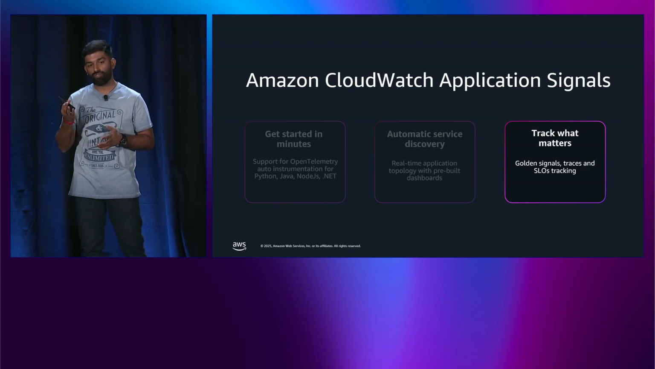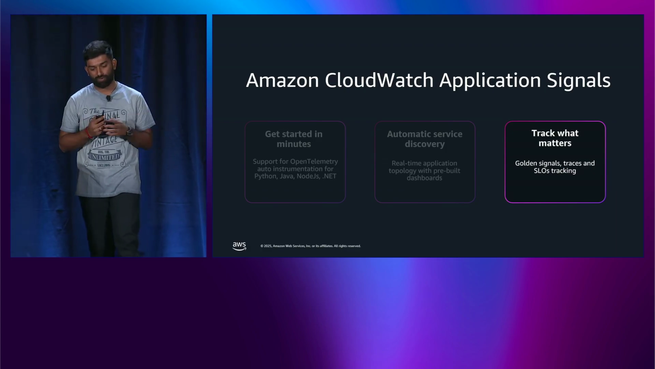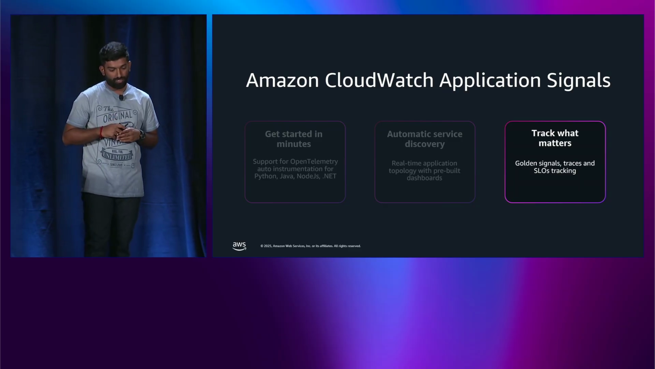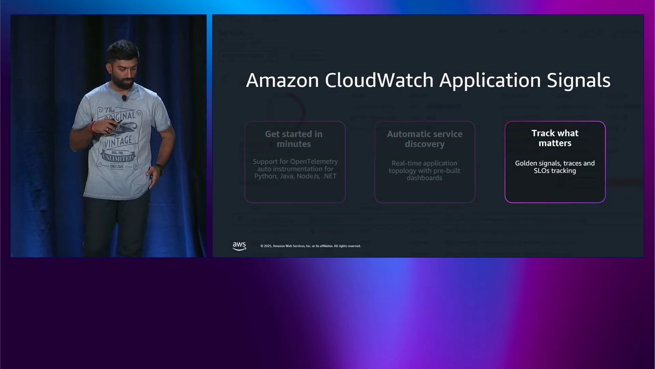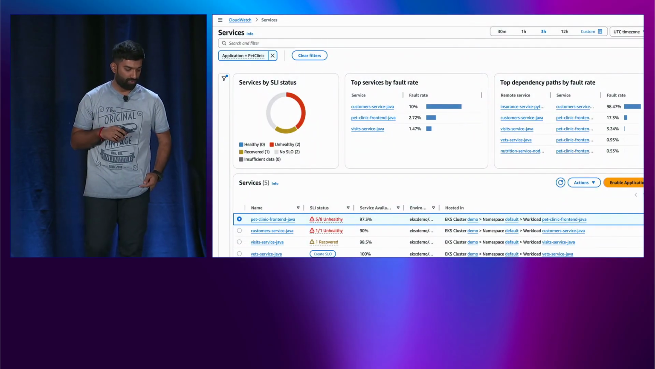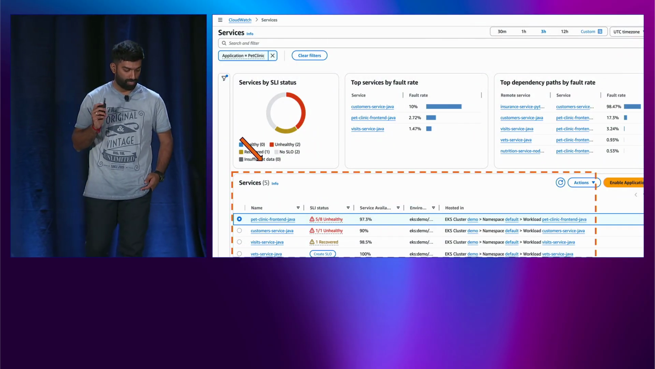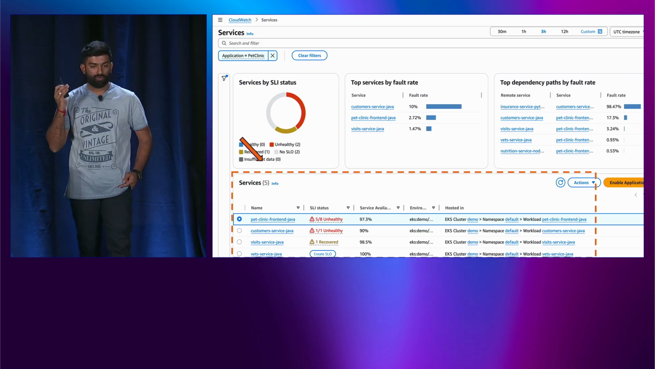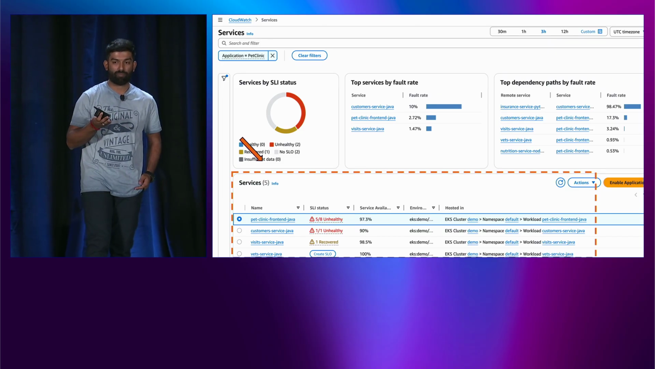And then finally, it allows you to natively track and monitor service level objectives within Amazon CloudWatch. So let us now see actually how Application Signals works. This is one of the screenshots that I've taken from my sample application. You can see here at the bottom in the highlighted section that we have 5 services that got automatically discovered once you enable Application Signals.